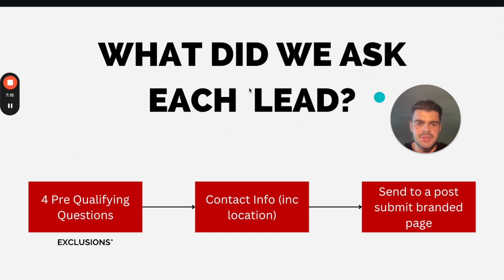What did we ask each lead? We asked them 4 pre-qualifying questions with exclusions and contact info, and then obviously sent them to a branded page after that. These 4 pre-qualifying questions with exclusions are very important because you don't want to just give terrible leads to your client. You actually want to remove people that are not qualified. So that's what we did, and it means that we're going to get a lot better results for the client, and they're actually going to close more deals because we're asking stricter questions.